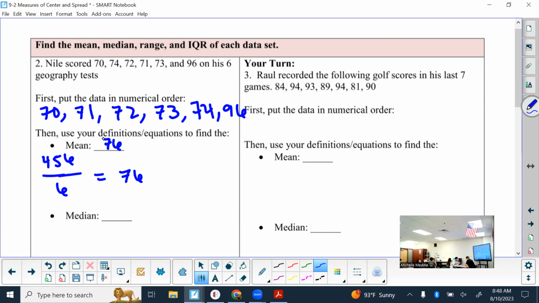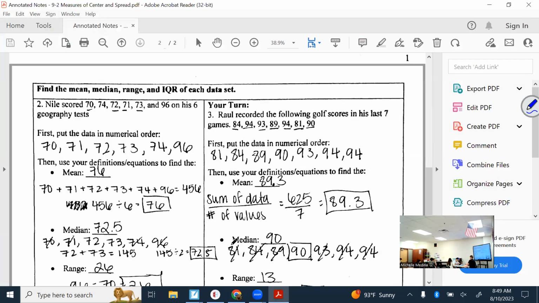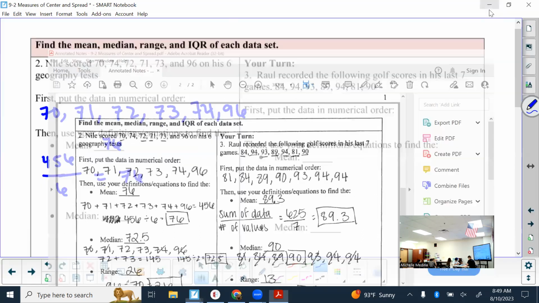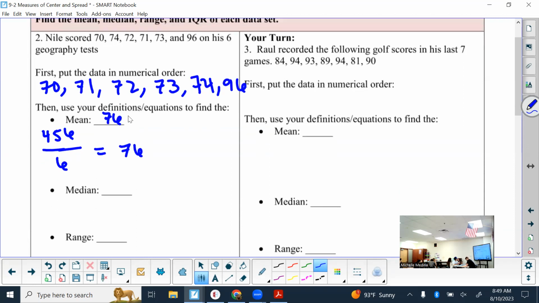I'm just going to freeze this real quick. All right, and you guys are right, so good job. Questions on that one? So on average, Niall scored a 76 on his tests for geography class. Moving on to the median.